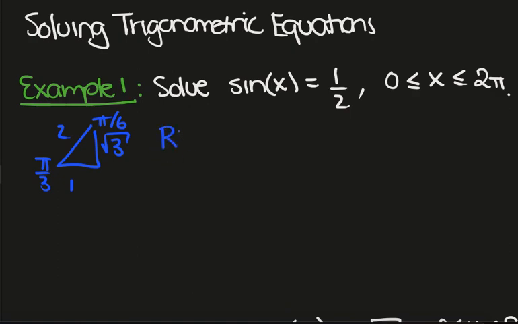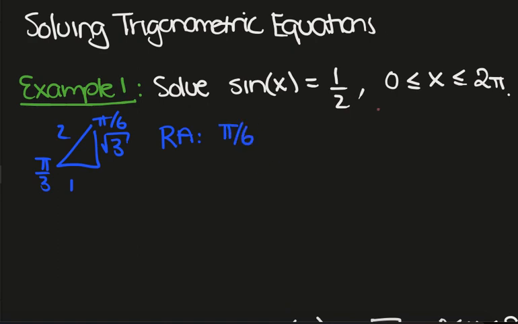And what we're going to do is determine the reference angle. So the reference angle is determining the value of x such that sine x is 1/2. So sine is opposite over hypotenuse. So we see that opposite to 1 is pi on 6. So the reference angle is pi on 6.